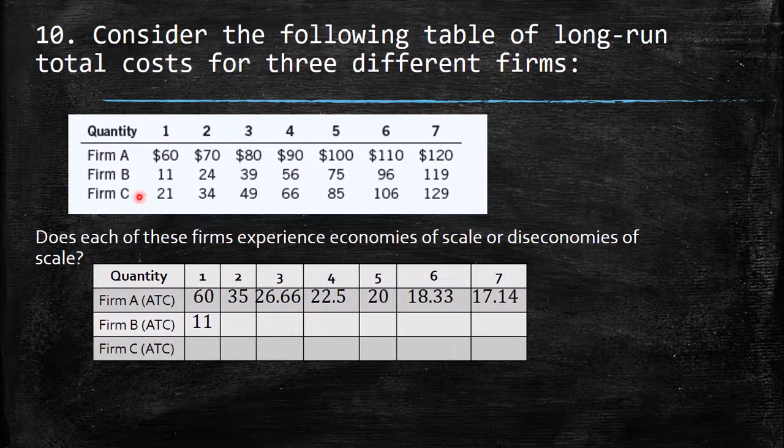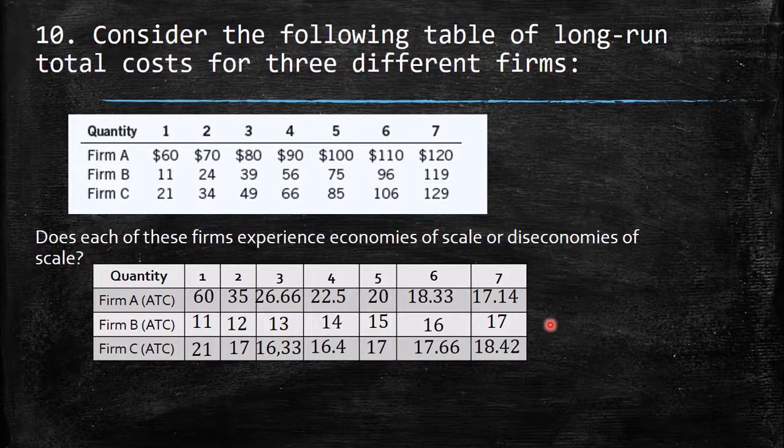This one is going to be 11 over 1, 24 over 2, 39 over 3, 56 over 4, 75 over 5, 96 over 6, and 119 over 7. This one increases. So this is diseconomies of scale. And the other one is going to be 24, 17, 16.3, 16.33, 16.4, 17, 17.66. As you notice, during the quantities from 1 to 5, it presents economies of scale, and from the fifth unit, it presents diseconomies of scale.